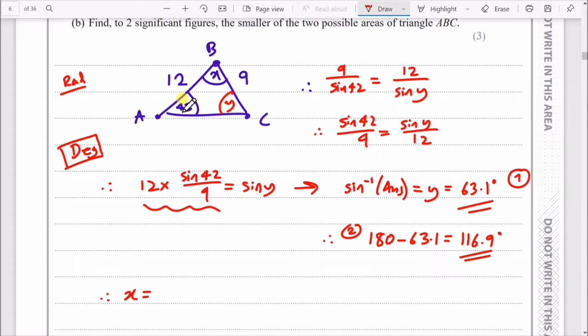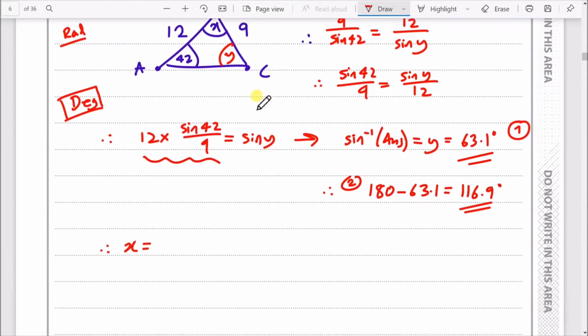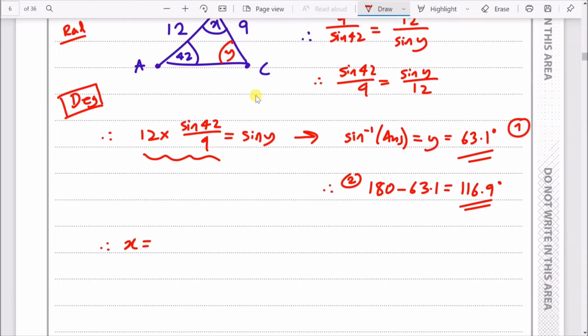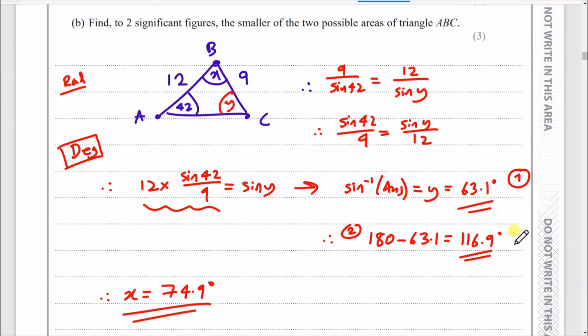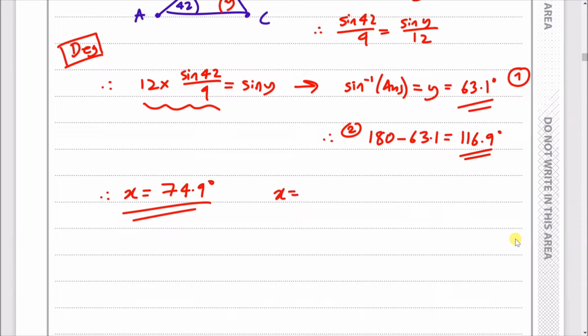So we can subtract 42 and one of these pairs. Let's subtract 42 and 63.1 from 180. If you do that, the third angle will end up being 74.9. That would be your acute one. Now, if you use the other one, if you subtract the obtuse angle, so 180 take away 42, take away 116.9, your other tiny angle would be 21.1 degrees. And that's it, you've got your 2 pairs of angles.